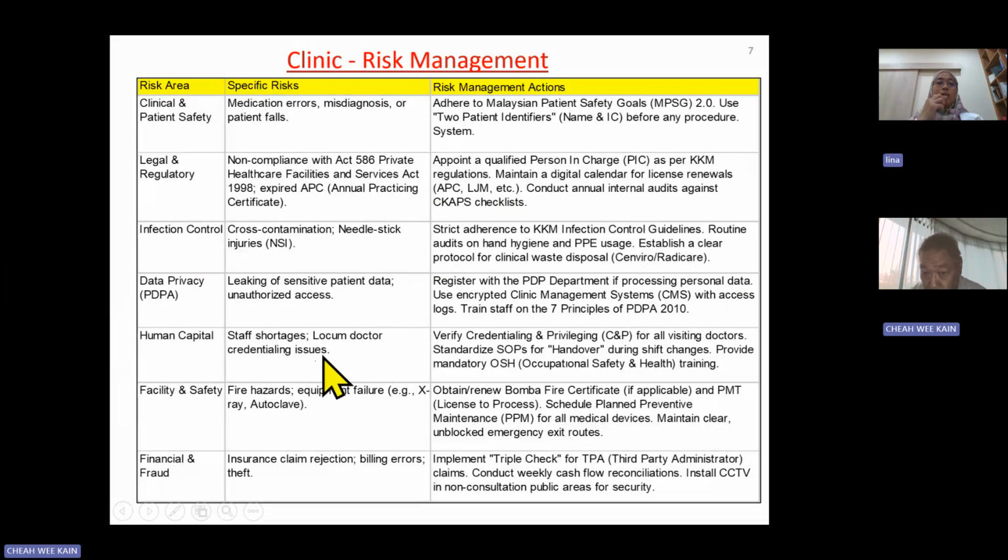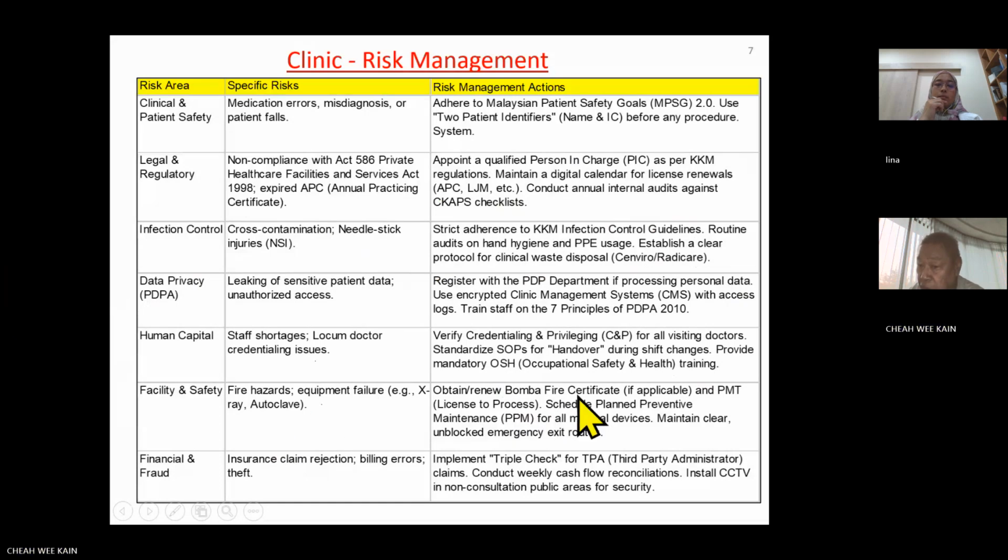Yeah. So verify credentialing and privileges for all visiting doctors, and have a standardized SOP for handover during shifts. These are very important. Okay, handover. So for the handover, the money in the drawer also must be counted very carefully. Okay, provide mandatory OSHA training. Fire hazard, equipment failure, X-ray or autoclave, obtain renewal.